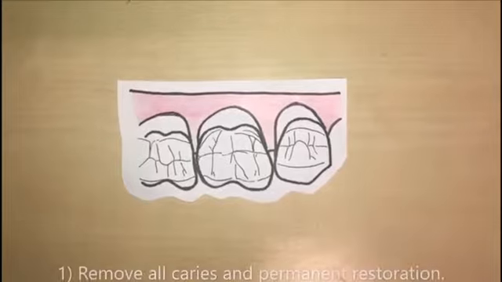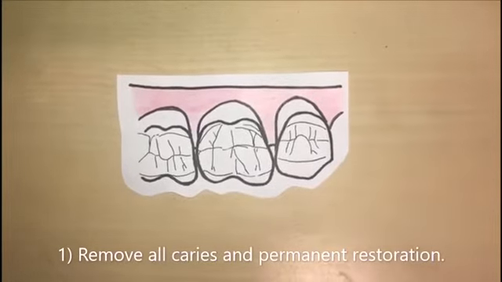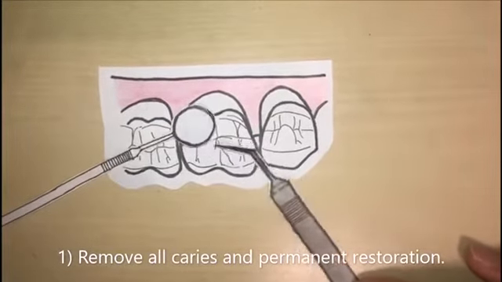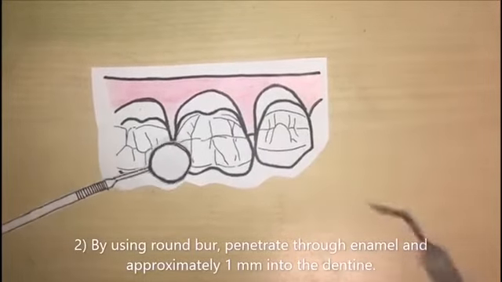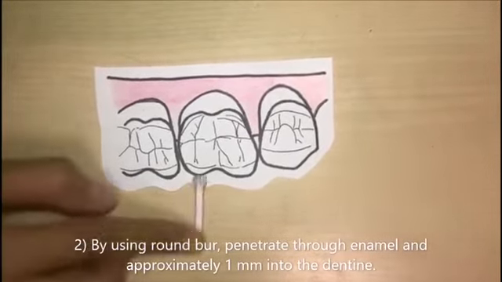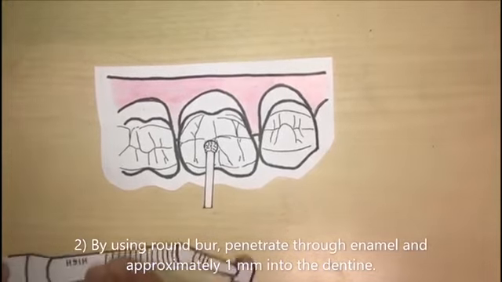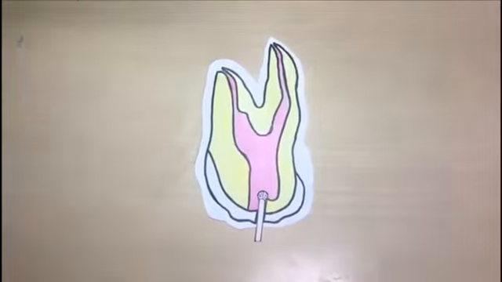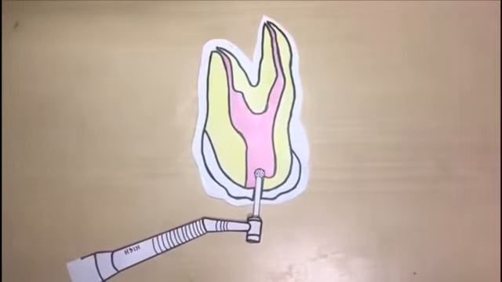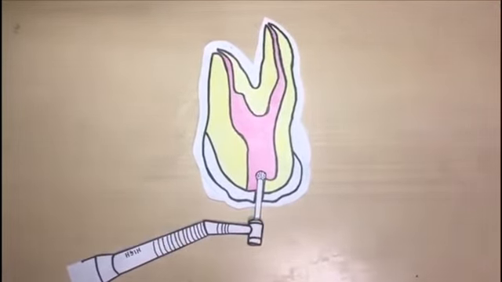For maxillary molar, firstly, remove all caries and permanent restoration. Then, using a round burr or tapered fissure burr, penetrate through enamel and approximately 1 mm into dentin. Aim for the largest canal. The angle of penetration for the posterior tooth should match the palatal tail of the clinical crown.